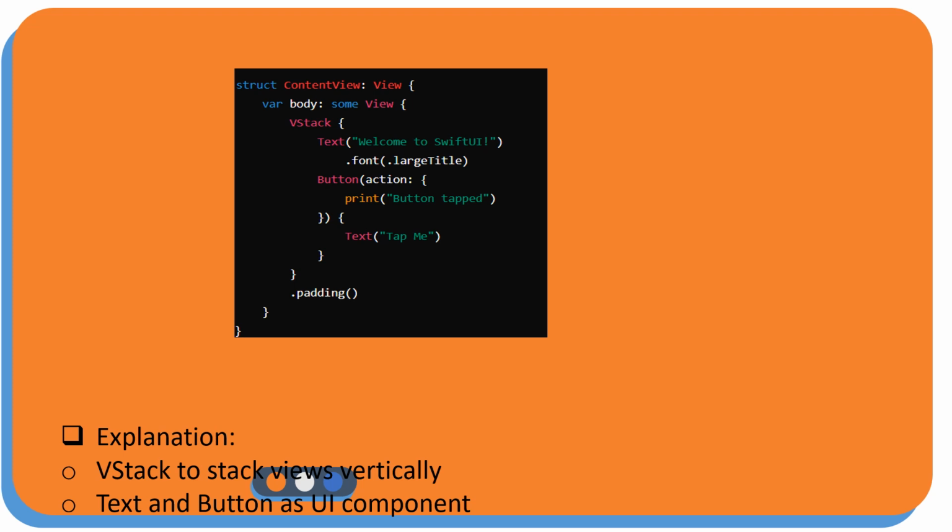Adding a TextField: we can add a TextField to allow the user to enter their name. The text parameter is bound to the name state variable using a $ prefix, which creates a two-way binding. Adding a button: finally, we add a button that prints a message to the console when tapped. The Button view takes an action closure which contains the code to execute when the button is tapped, and a label which is another view, here a Text view styled with padding, background color and corner radius.